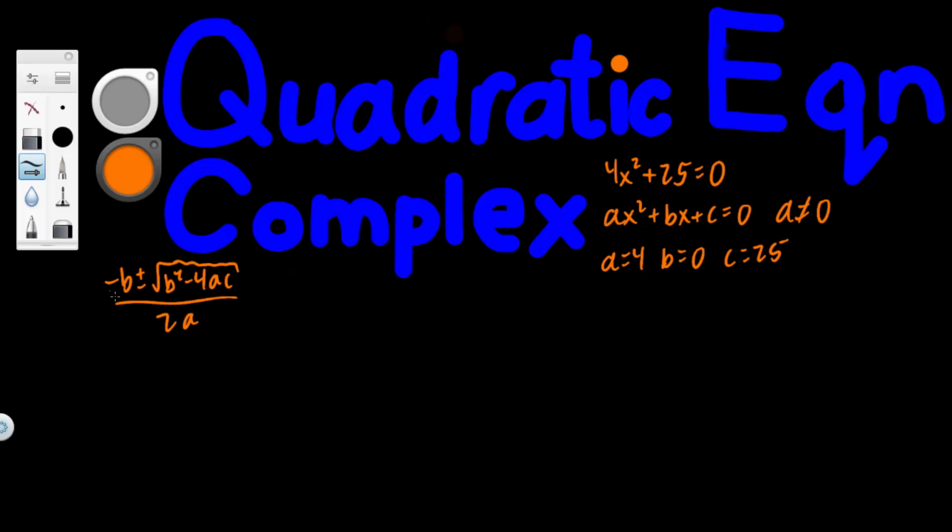But what are we supposed to do? There's no b, so how are we supposed to do the equation? Well, b is a variable, right? We're just going to toss in the value of it. In this case, it's 0. Let's begin with negative 0 plus or minus the square root of 0 squared minus 4, a is 4 and c is 25.